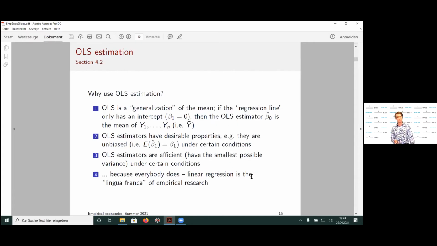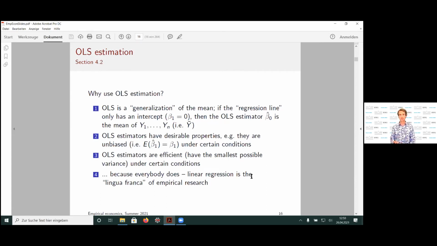Okay, so why do we use this approach? Why do we use ordinary least squares estimation? There are actually a number of answers to that. One reason is that ordinary least squares is a very natural generalization of the mean, of the average.